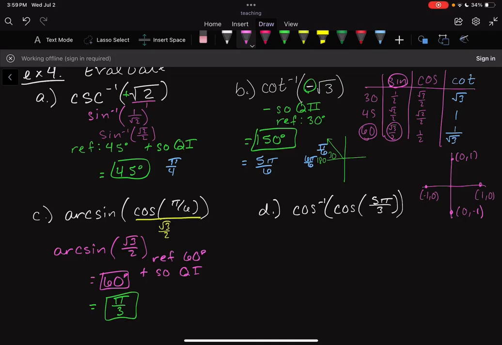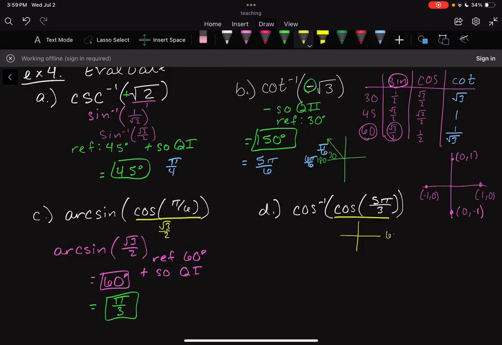And for our last one, I might write more though. So cosine 5 pi over 3. I want to start on the inside and then work my way out. So cosine 5 pi over 3, let's see what that is.